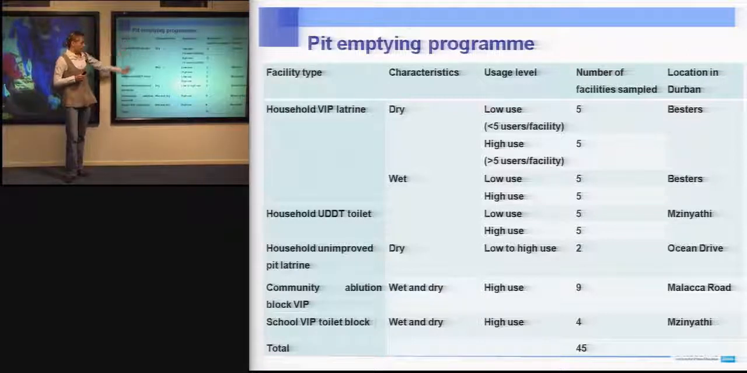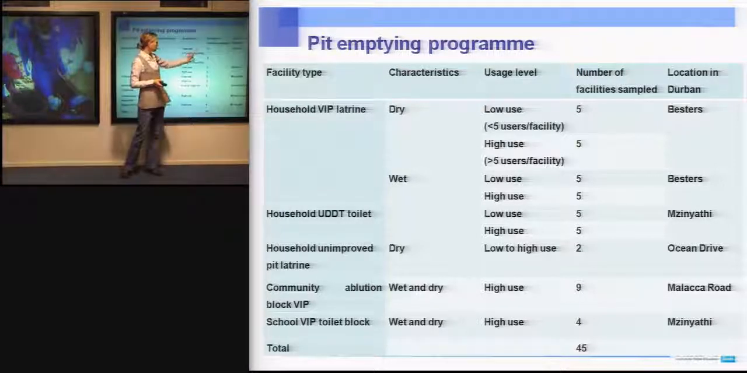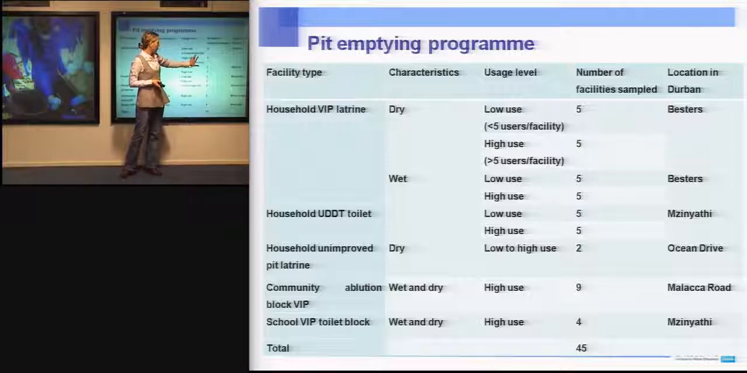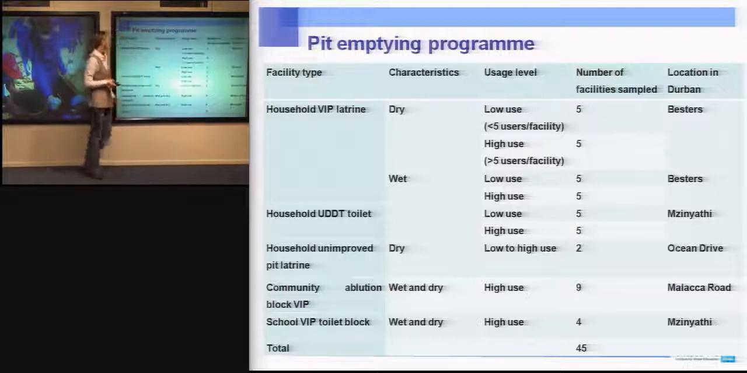There was an extensive pit emptying program focusing on dry on-site sanitation facilities. We have emptied a number of different ventilated improved pit latrines, which were on a household level or community ablution block or school level, also urine diversion toilets and unimproved pit latrines. We have also aimed at a different usage level, which incorporated low use with less than 5 users per facility or high use with over 5 users per facility.